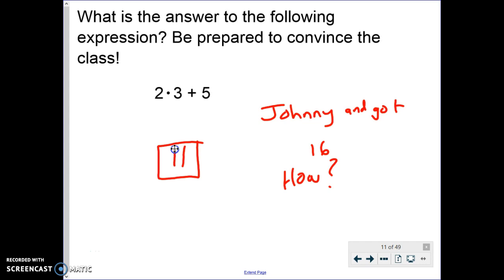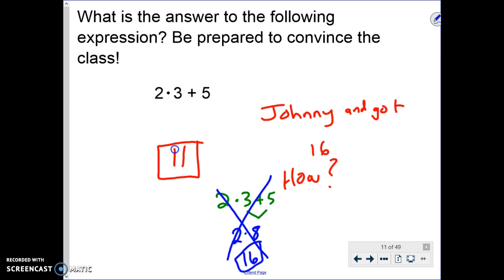So if Johnny were to do this, most of the time my students can say that, well, Johnny did this problem because he added 3 and 5 first, and he got 8, and then he took 8 and he multiplied it by 2 and he got 16, and that was Johnny's answer, except we all come to the agreement that we're not allowed to do that, and it's because of PEMDAS.